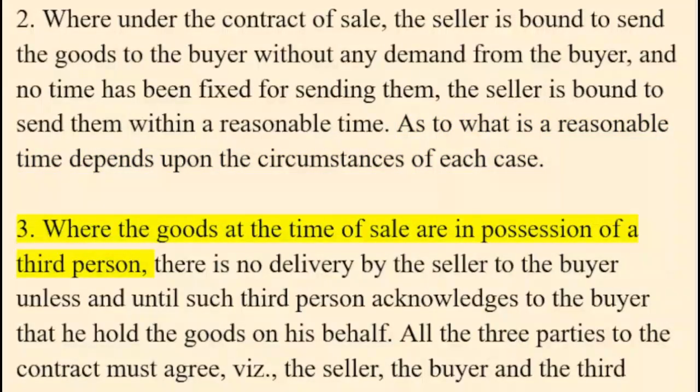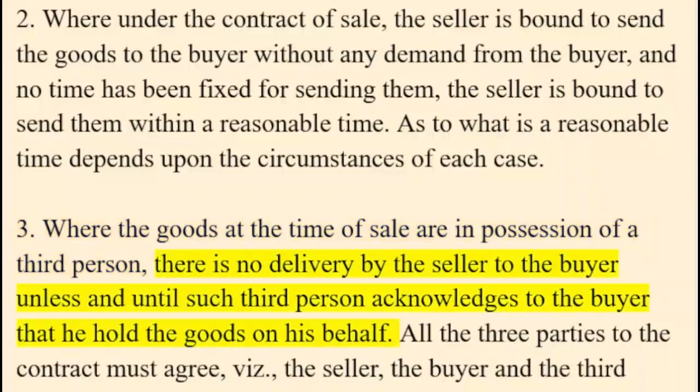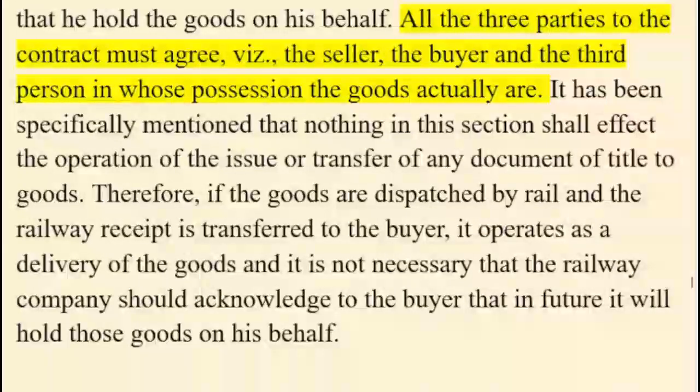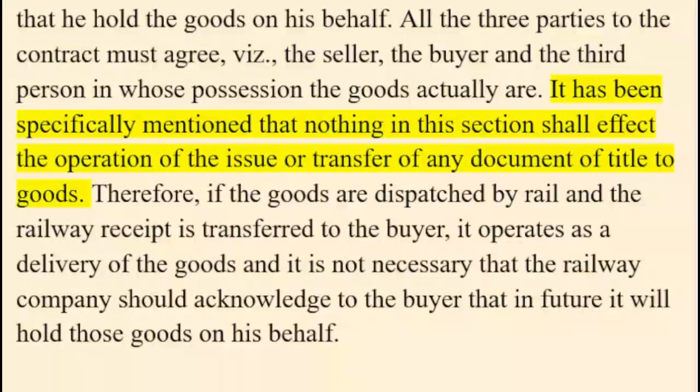3. Where the goods at the time of sale are in possession of a third person, there is no delivery by the seller to the buyer unless and until such third person acknowledges to the buyer that he holds the goods on his behalf. All the three parties to the contract must agree, viz., the seller, the buyer and the third person in whose possession the goods actually are. It has been specifically mentioned that nothing in this section shall affect the operation of the issue or transfer of any document of title to goods.